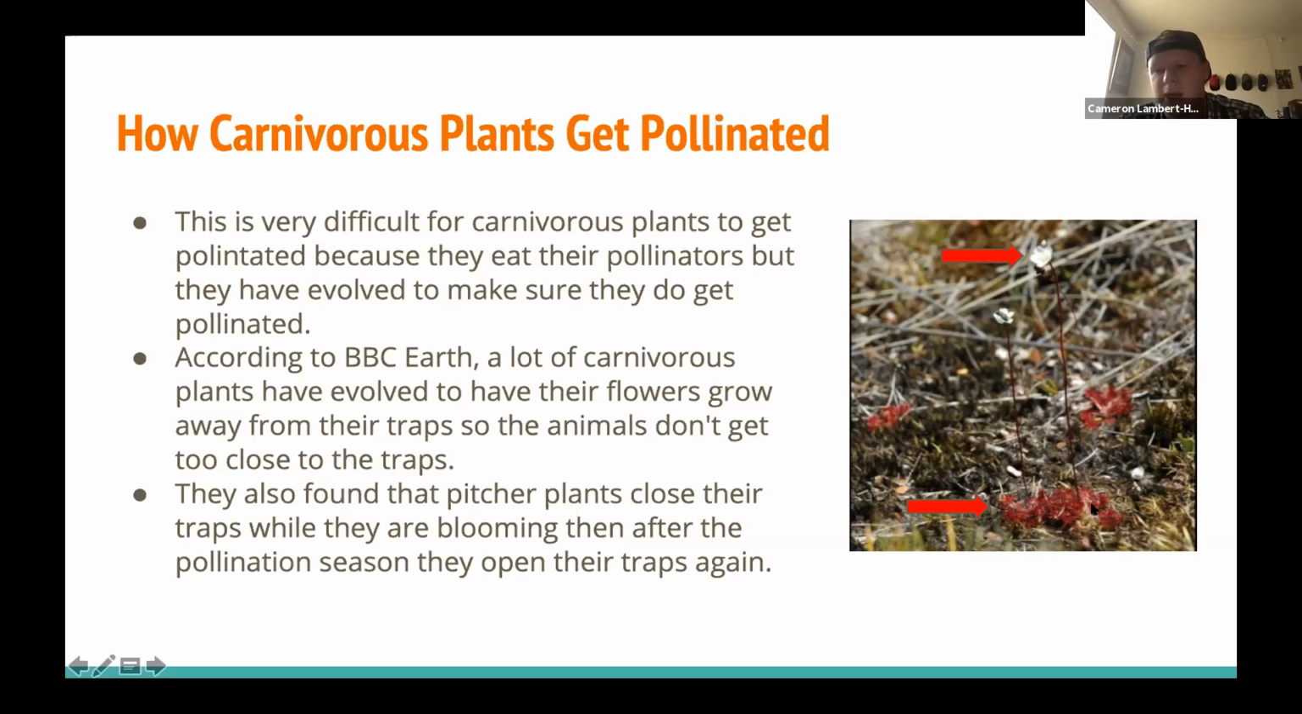And down here is where the capturing mechanism is, the bottom arrow, but all the way at the top is where the flower is. So it's that really long stem that makes sure that the pollinator doesn't get anywhere near the trapping mechanism of the plant. And pitcher plants, since they don't have that way of capturing, it's just falling into a pit, they have found that pitcher plants actually close the capturing mechanism, or the pitcher, while the flower's in bloom. Then once the flower is done being in bloom, it reopens its pitcher to allow it to gain nutrients and eat its prey.